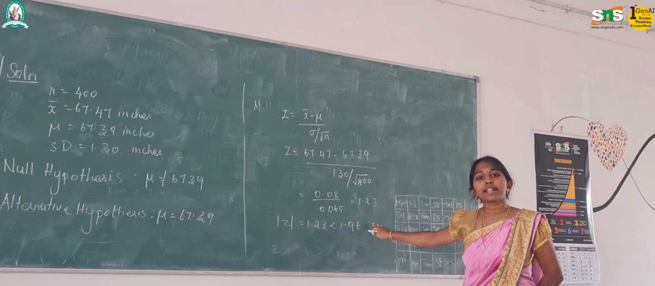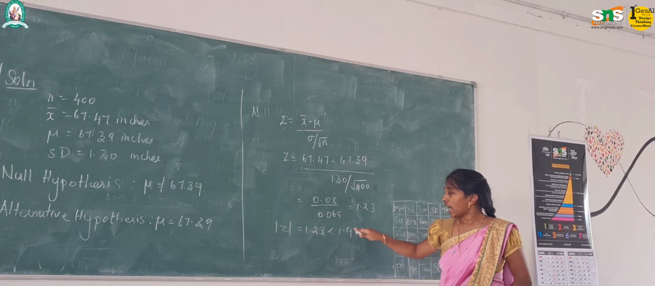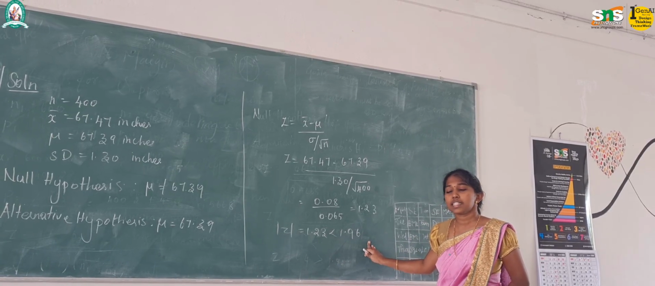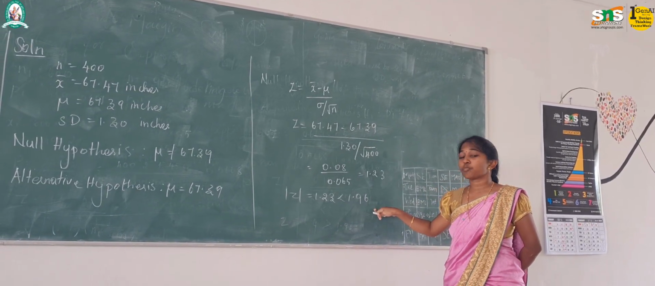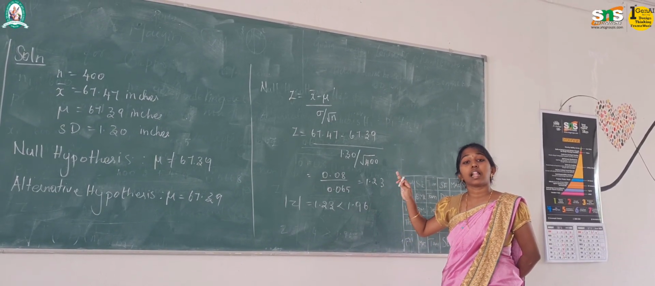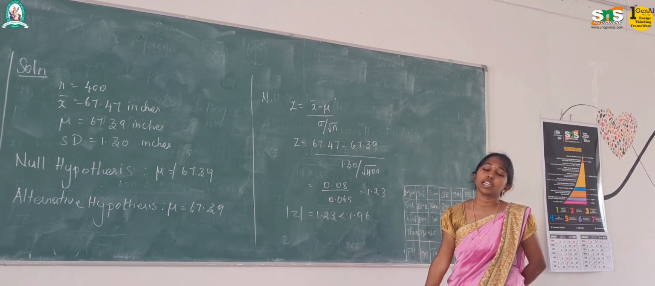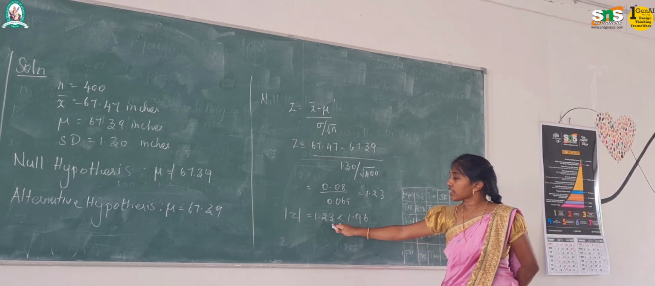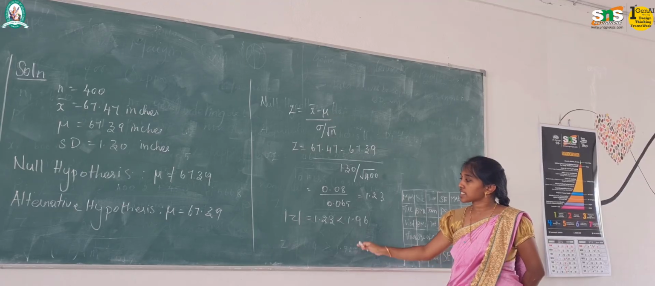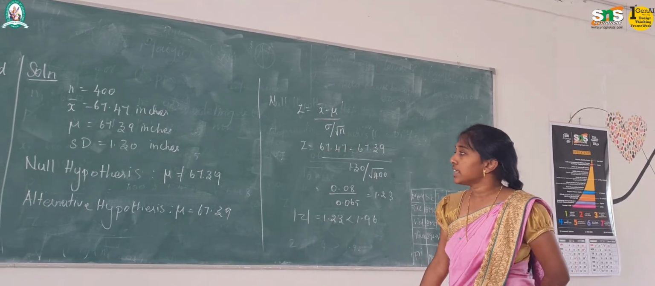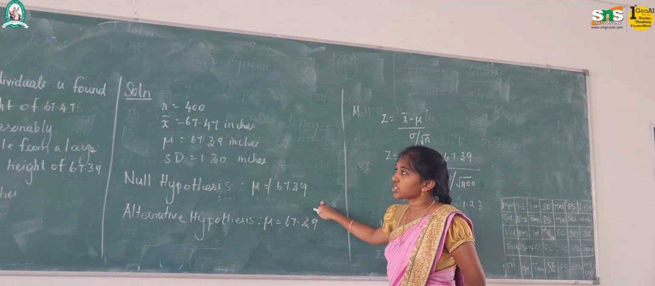So I am going to compare that critical value with the calculated value. Here the calculated value is 1.23 and the critical value is 1.96. While comparing these two, our calculated value is less than the critical value. If it is less, the null hypothesis is accepted. If the calculated value is greater than the critical value, then we reject the null hypothesis. So in this case, our calculated value is less than the critical value, so we accept the null hypothesis. If we accept the null hypothesis, the population mean is equal to 67.39. So this is the conclusion of this problem.